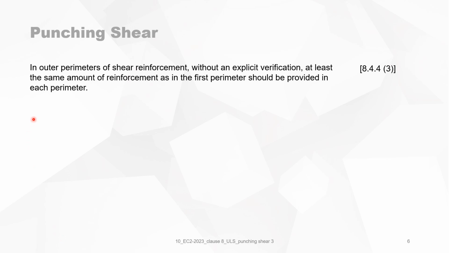In outer perimeters of shear reinforcement, without an explicit specification, at least the same amount of reinforcement as in the first perimeter should be provided in each perimeter. It's the first time they talk about outer perimeters. So there is more than one control perimeter. There is no definition of what is an outer perimeter. It's not stated explicitly. And then there is an outer perimeter without an explicit verification.